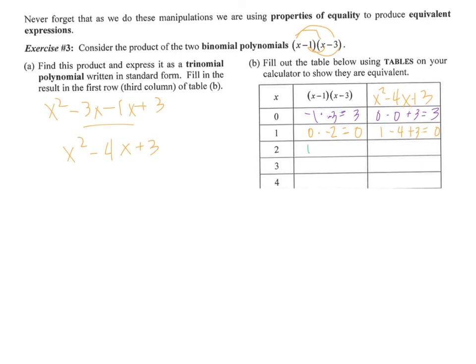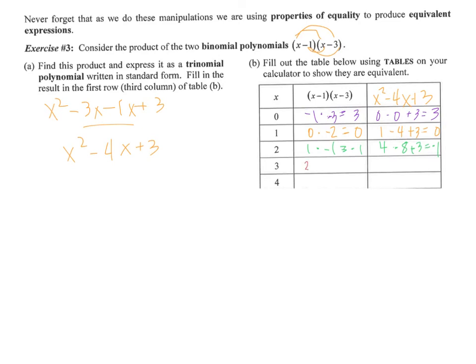2 minus 1 is 1 times 2 minus 3 is negative 1. Multiply those and you get negative 1. 2 squared is 4. 4 times 2 is 8. Add 3 and you end up with negative 1. So you see, as you go through, you're ending up with the same answer no matter what.